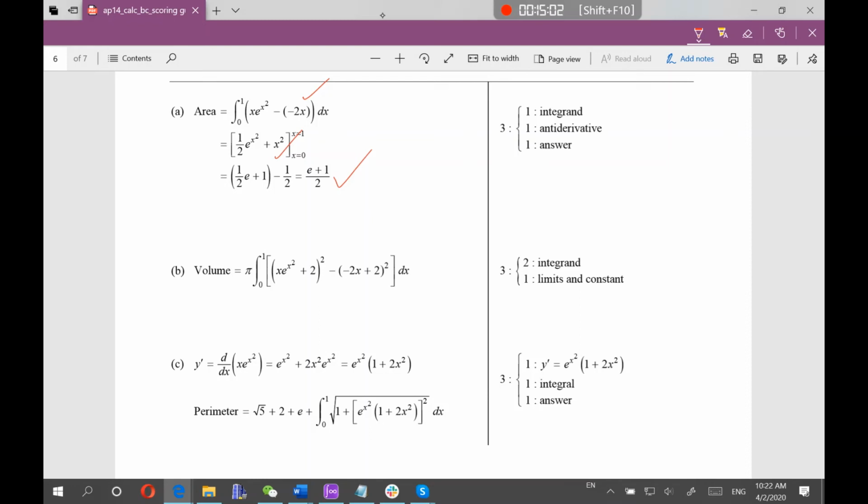limits and the constant. Okay, that's pi 0 to 1 we had. 2 points for the integrand. I'm going to assume they're both R2 and the R1. That looks good. Okay. Then 1.4 deriving. Okay, they just factored that out, but we've got the same thing. So that's fine. Our integral from 0 to 1, and we did this squared. Okay, that's good. And our answer, root 5 plus 2 plus e plus the integral. Okay, good to go. So we should get 9 points out of 9 for that, I think. Awesome.